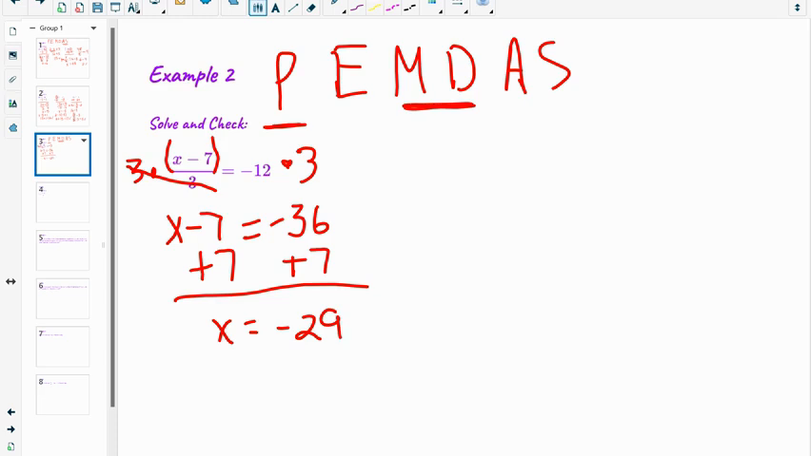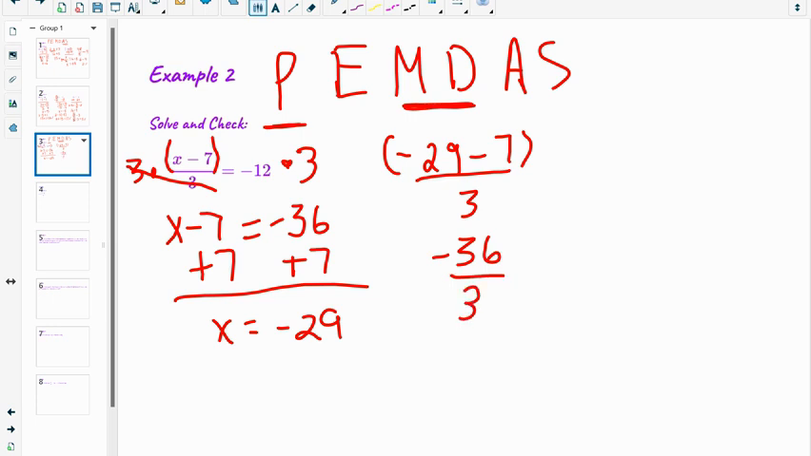So let's go ahead and substitute that back in and check. We would have negative 29 minus 7 divided by 3. And again, this numerator is like it's in parentheses, so we deal with that first. Negative 29 minus 7 is a negative 36. And then we divide by the 3, and we get negative 12. And we're good.